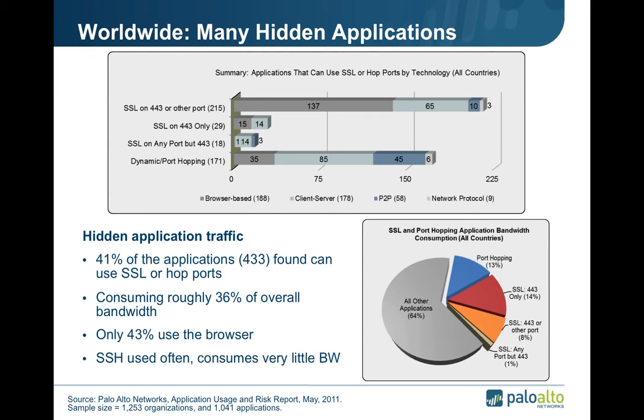From a statistic standpoint, the most recent usage and risk report that we published in May of 2011 shows that a whopping 41% of the applications that we found can use SSL or hop ports. So if you look at the statistic here, 171 can hop ports. If we eliminate that statistic, you still have about 250 of the applications or thereabouts that are capable of using SSL. Many of them, as you see in this statistic, are using SSL on non-standard ports. So 215 of them can use 443 or, more commonly, other ports. That's a very interesting statistic in terms of the use of SSL on non-standard ports. SSH, as I mentioned, is used very often, but it doesn't really consume very much bandwidth, so it doesn't show up in the bandwidth statistics.